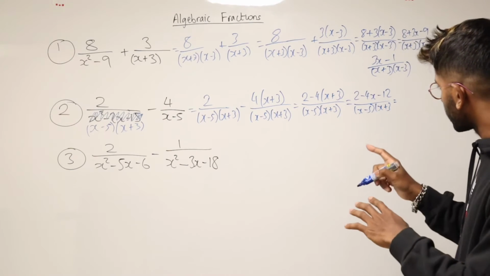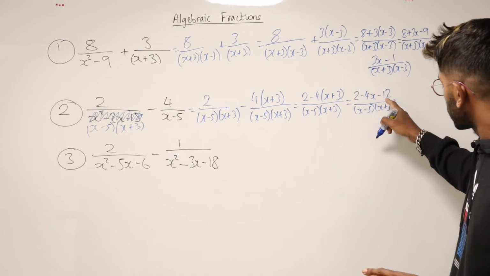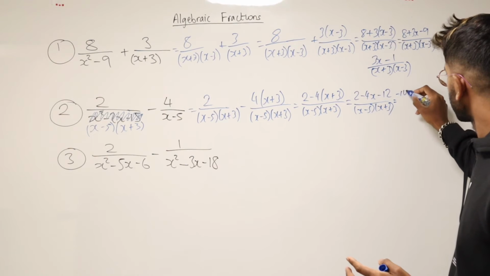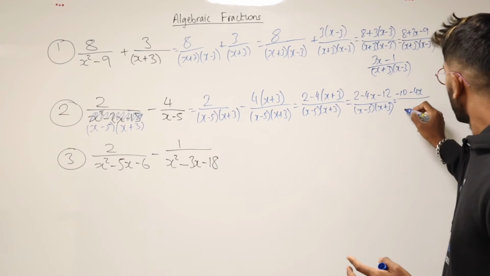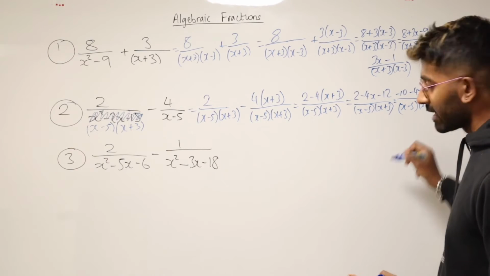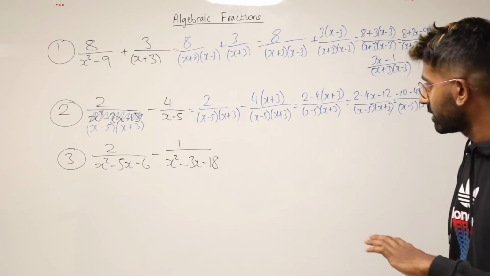And then finally just collect together the top. So that's 2 minus 12, we've got minus 10 and then minus 4x. So minus 10 minus 4x all over x minus 5 and x plus 3. And that's that one done.